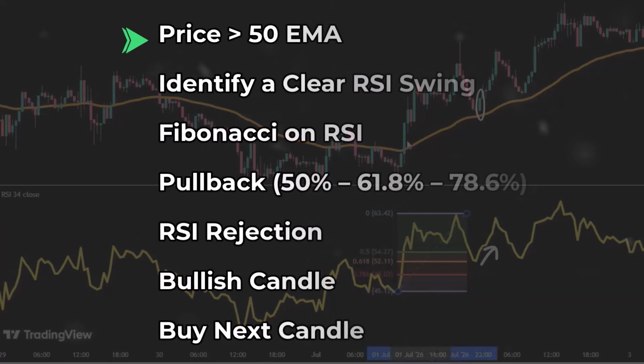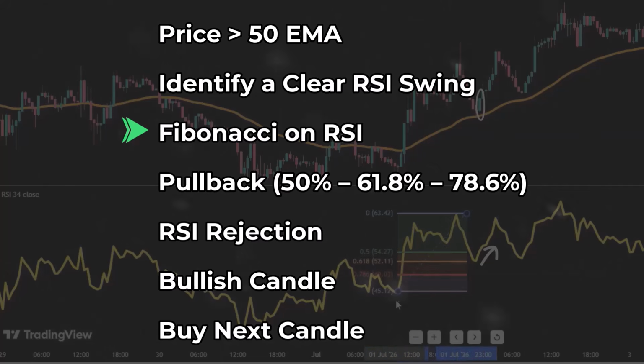First, price is above the 50 EMA. Second, we find a clear bullish swing on RSI 34. Third, we apply Fibonacci retracement to that swing. Fourth, the RSI pulls back to 50%, 61.8%, or 78.6%. Remember, it can react at any of these 3 levels, but the entry rules remain the same.